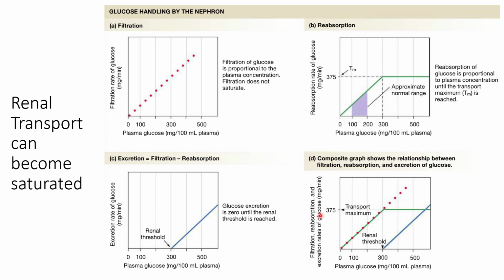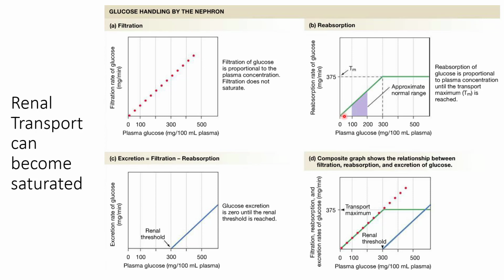Now, our renal transport can manifest a saturation point. These figures from your book are looking at glucose. We see that primarily glucose filtration is going to be linear. So the amount of glucose that we filter is going to be dependent on the rate of that glucose coming into the Bowman's capsule, and it's going to be proportional to the plasma concentration. So the higher the glucose concentration, the more we're going to be filtering out. But we don't want to lose glucose, so we have reabsorption of it, right?